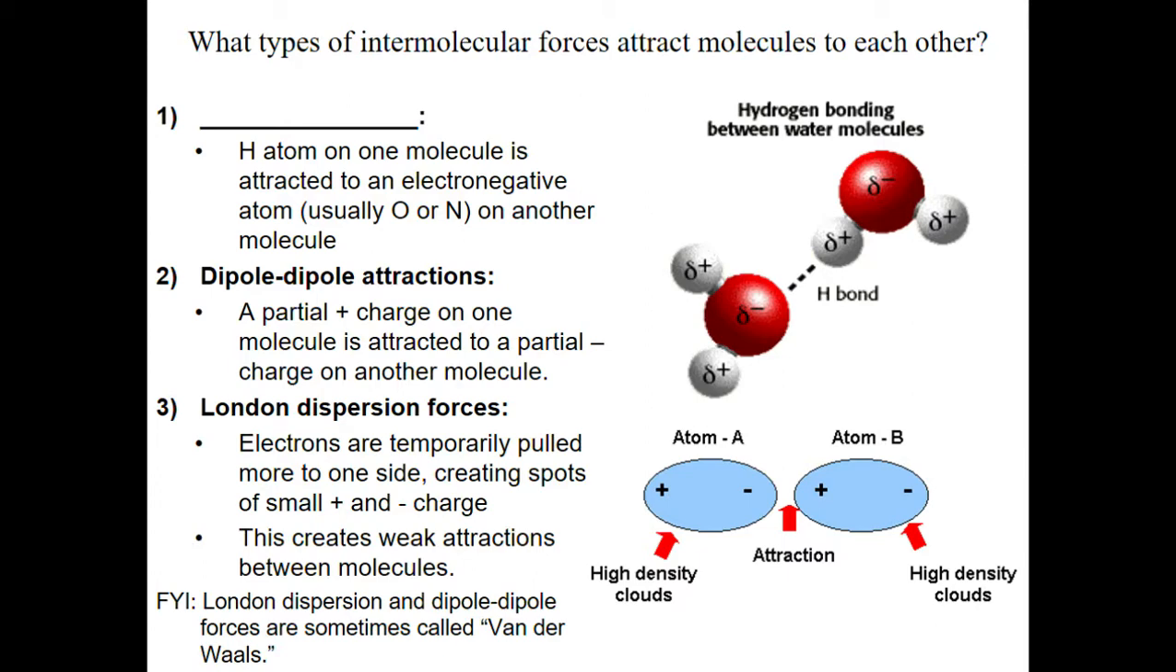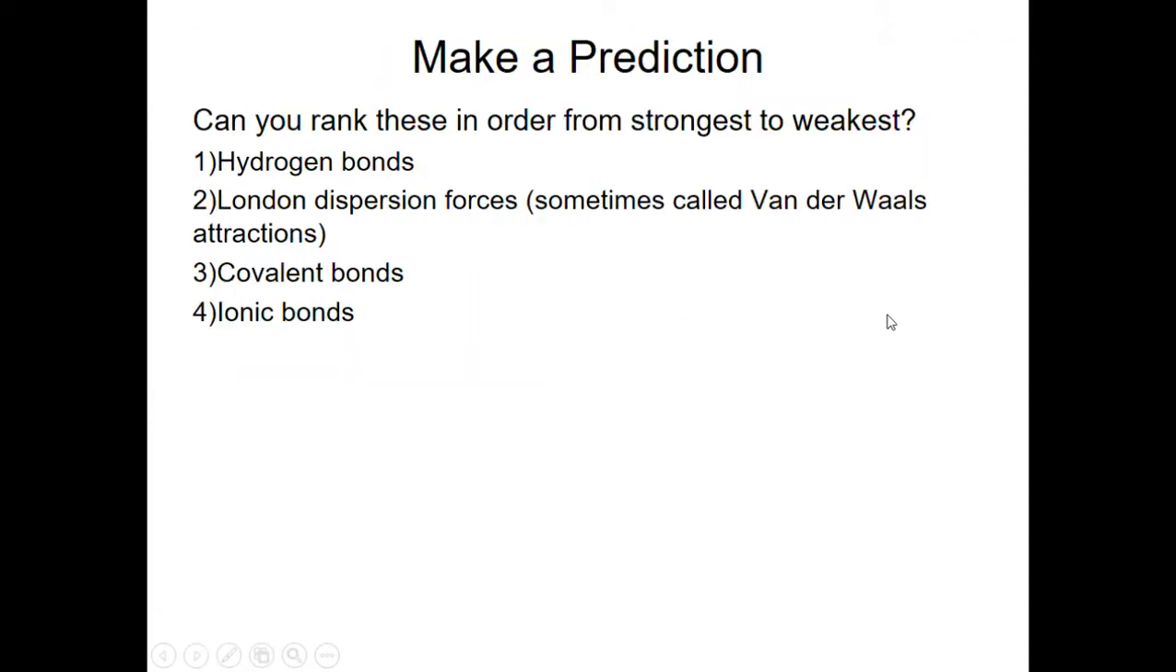Now that we went over polar and nonpolar, we have different types of forces that attract molecules to each other. The first one is hydrogen bonds. Hydrogen bonds are when you have a hydrogen atom on one molecule that is attracted to an electronegative atom on another. So for example, the hydrogen bond is taking place right here, where the positive part of hydrogen is attracted to a negative, or in other words, electronegative part. This is called the hydrogen bond.